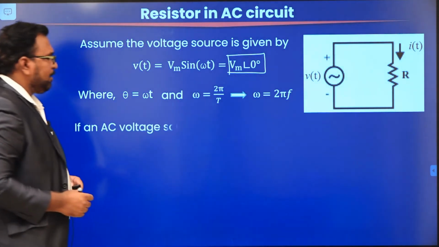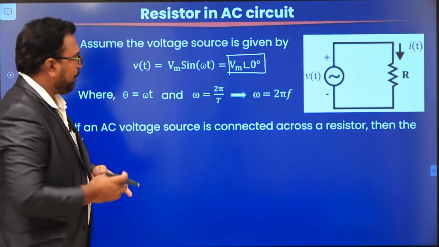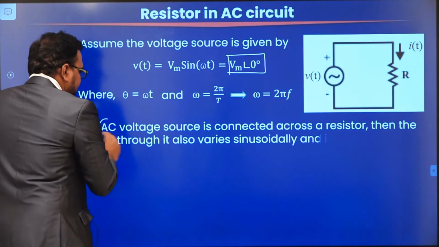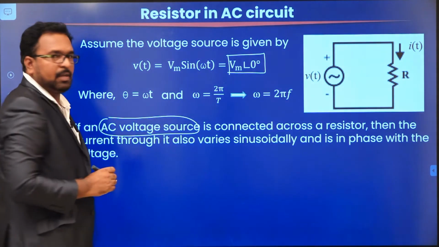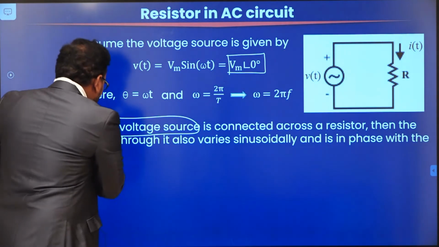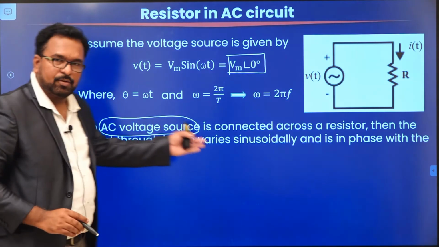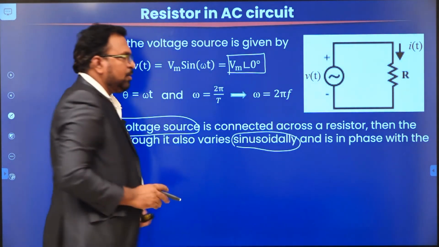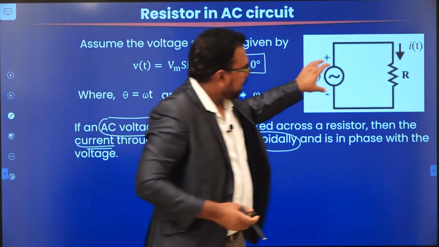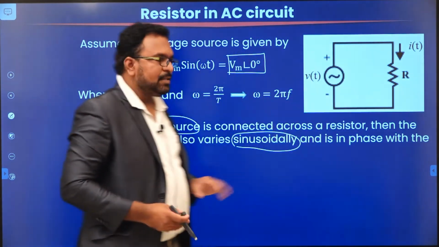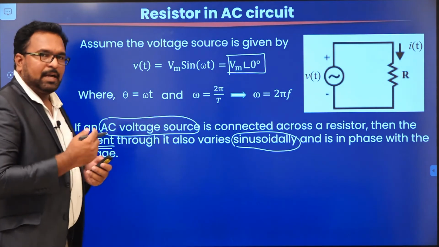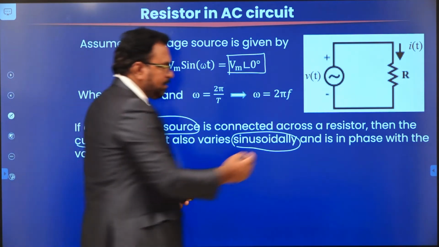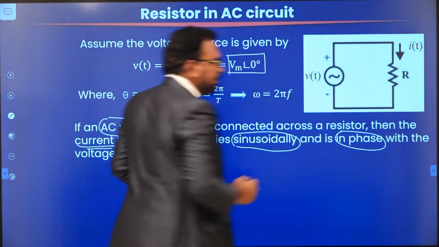Now how will you calculate the current? When you apply an AC voltage source across a resistor, the current flowing through the resistor will also vary sinusoidally. So when you apply an AC sinusoidal voltage across a resistor, the current through it also varies sinusoidally. The current obtained is always in phase. You have just derived that.